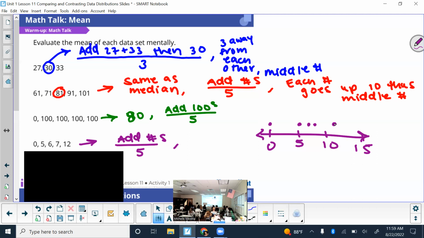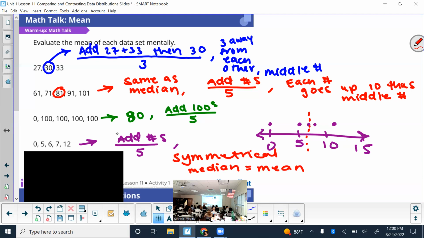Would you say that this data is symmetrical? No. Yes. If I draw a line down the middle, is it a mirror image on both sides? Oh, they're uniform. Yes, because these are 5 away, these are 5 away, and they're 1 away. So because the data is symmetrical, you also could look at the median being equal to the mean. These numbers are probably easier to just add and divide by 5, so that's another thing you can do. So with symmetrical data, the mean is equal to your median.